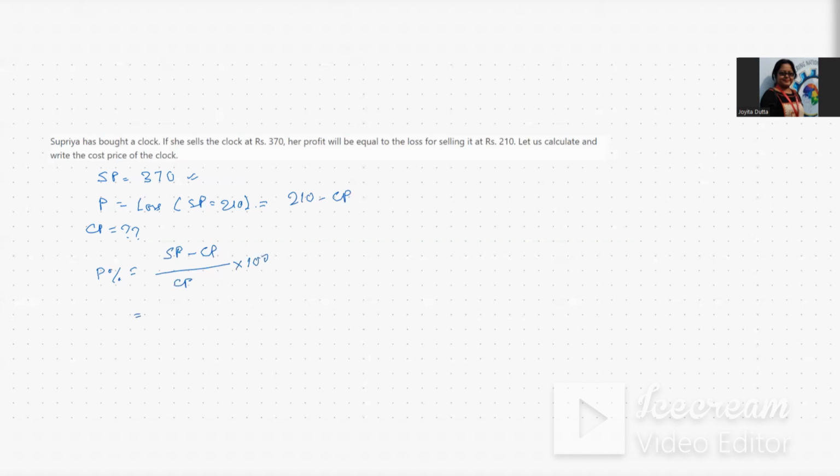Or if here I do not even have the percentage, I can directly have the profit. If I talk about the profit, I will have it in the form of selling price minus the cost price, right? So profit is equal to selling price minus the cost price. So what is the selling price I have? 370. I don't know what is the cost price. What is the profit I have? 210 minus CP, right?